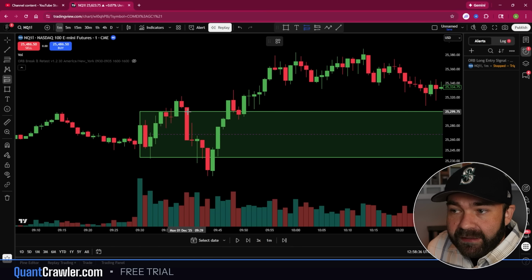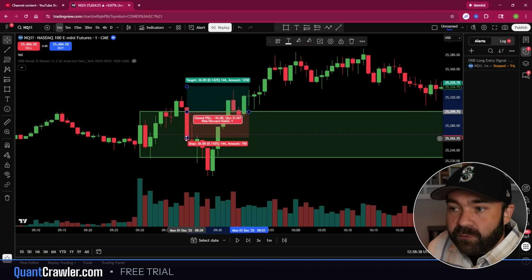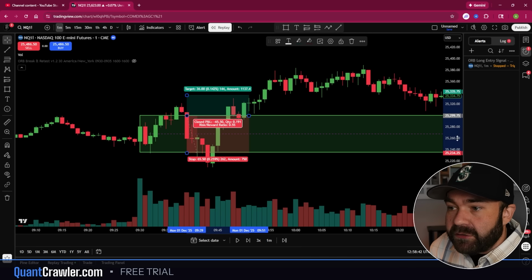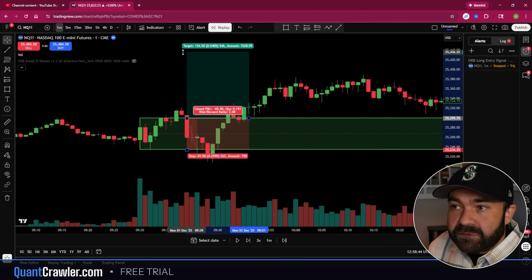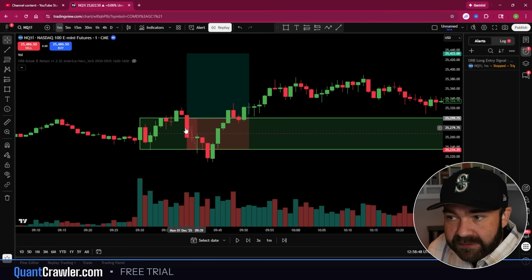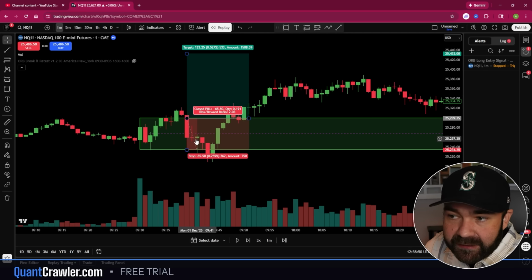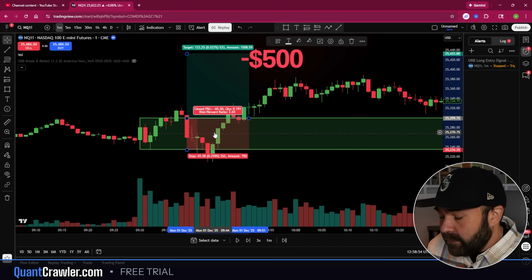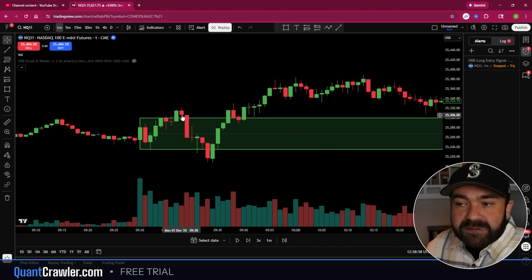As soon as it did, you would have gone long and set your stop loss down here, and you would have targeted a 1 to 2 fixed risk to reward ratio somewhere up here, and you would have immediately lost out the other side like 3 minutes later. 2.5 minutes later, you would have been down $500 in my scenario. So I don't call this a breakout.